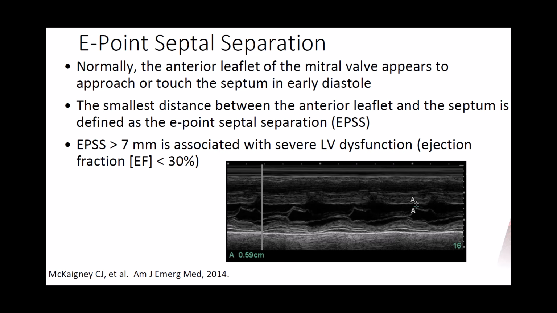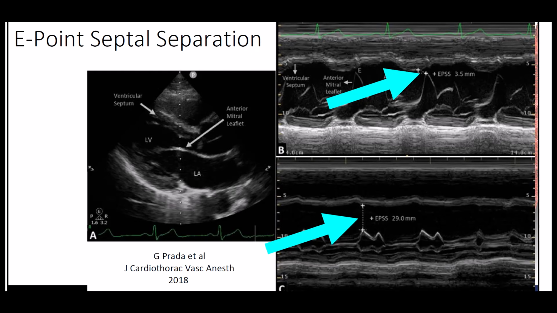So the EPSS is the measurement between the anterior leaflet of the mitral valve and the septum, and if it is more than 7 millimeters, that indicates that the ejection fraction is less than 30%. So again, it's a rough method, but it gives you an impression about the ejection fraction of the LV.